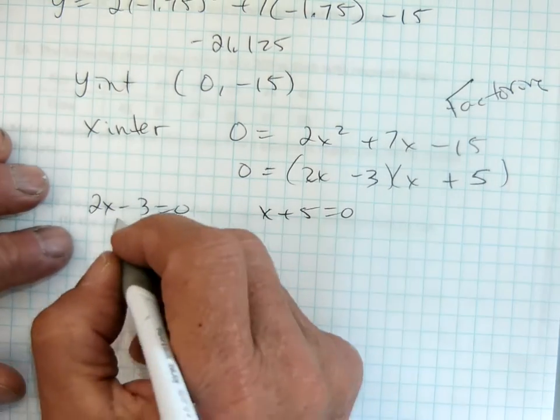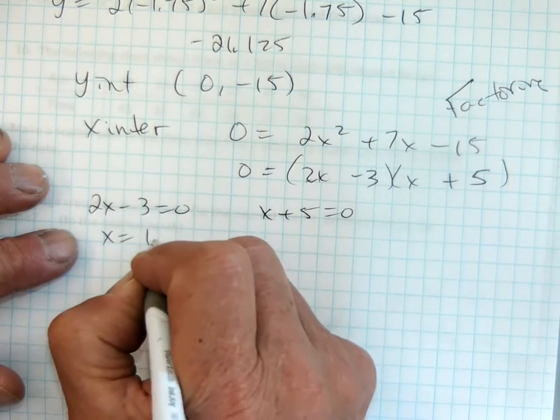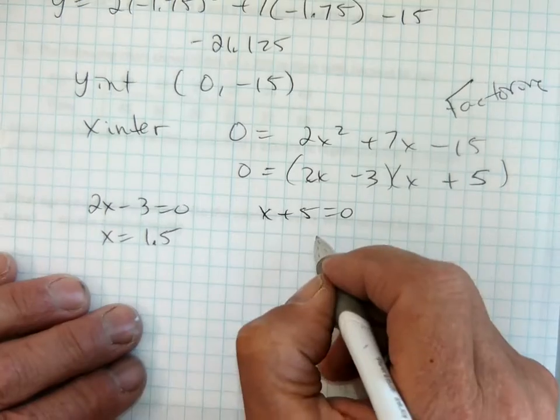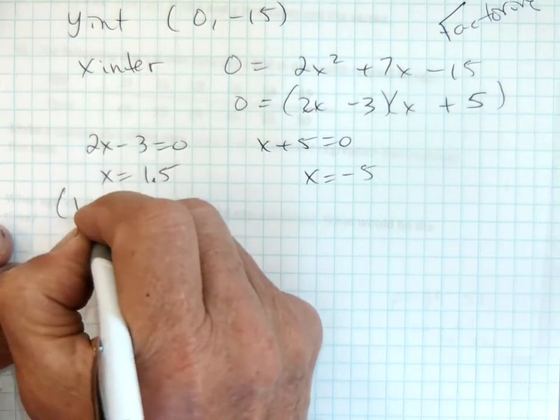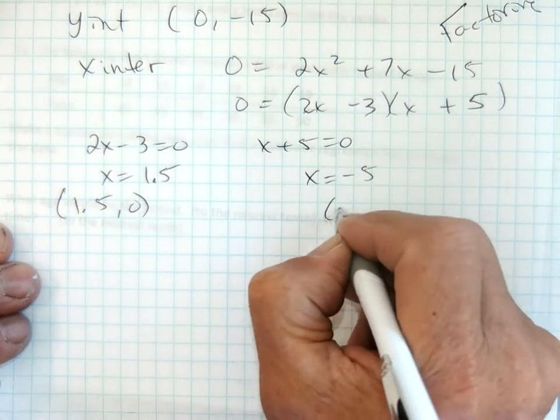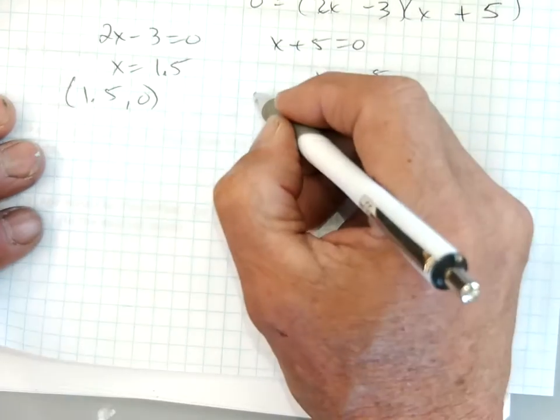So plus 3 divided by 2, I get 1.5 or 3 halves. Minus 5, I get negative 5. Okay, let's put it all together. So these are my x-intercepts: (1.5, 0) and (negative 5, 0). Let's graph it.